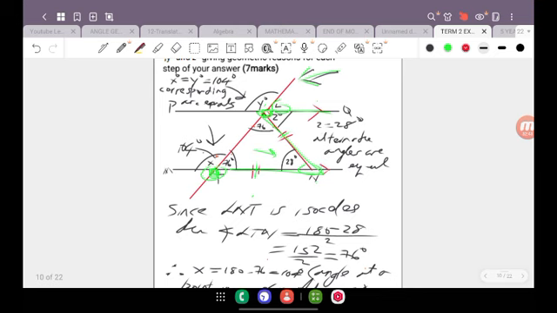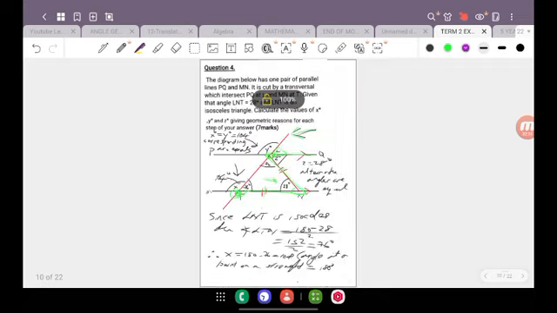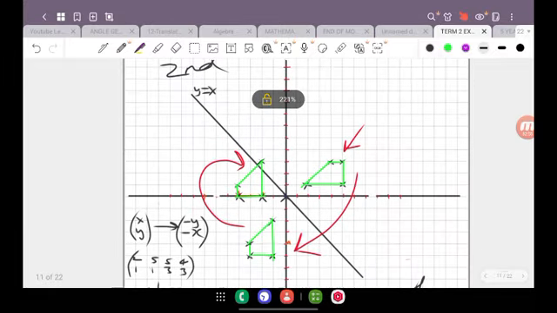Let me grab a different color ink. Negative 5, 3. All right, let's use purple. That's good. So negative 5, 3. It's going to be 1, 2, 3, 4, 5 to my left, up 3, 1, 2, 3. This is the position right here.